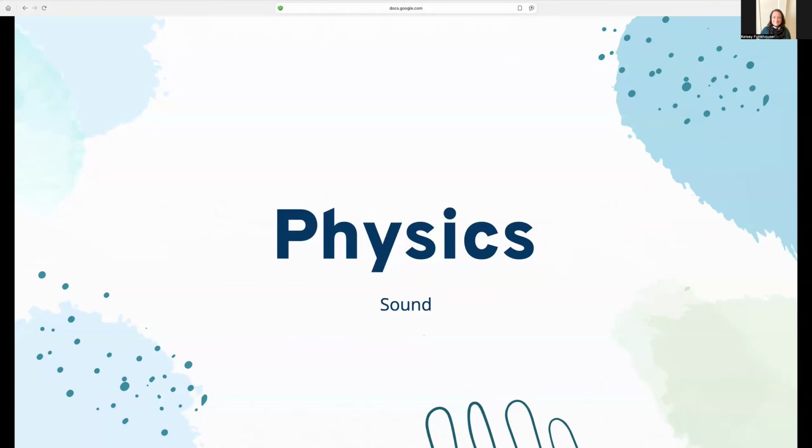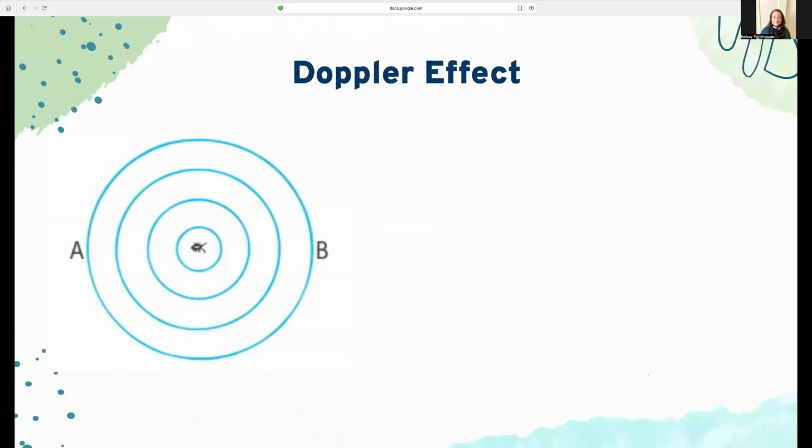Hello. In this lecture, we're going to talk about sound. And just to get us started, sound is a wave also that moves through the air or any material, actually, but for us, primarily the air. But before we hop too much into that, let's talk about Doppler effect first.